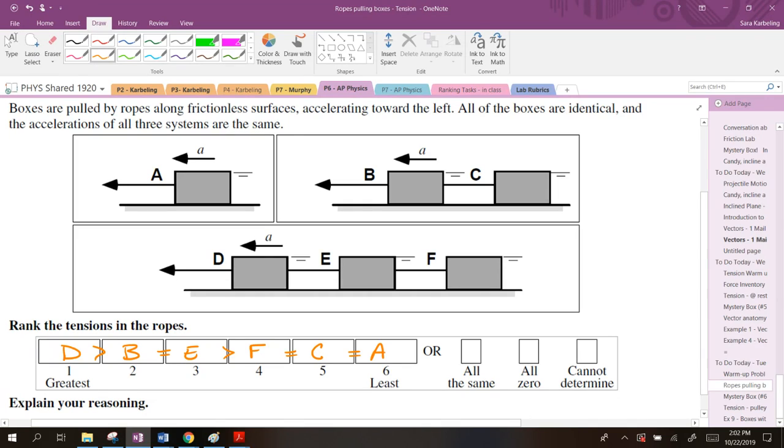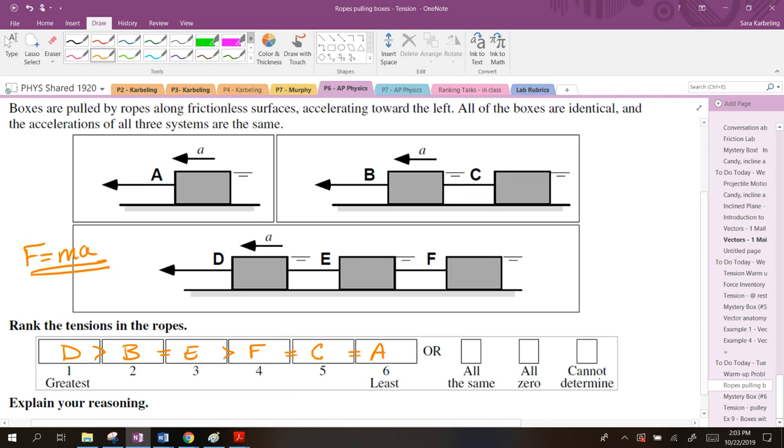All right, go, Chris. Okay, so row D, the first, is pulling all of the boxes, so it has to exert the most tension, because it's got all the weight on it. And then E and B are both pulling 2 boxes, so they're going to be less than D, but equal. And then F, C, and A are all pulling 1 box, so they're going to be less than the other 2 conditions, but all equal to each other.